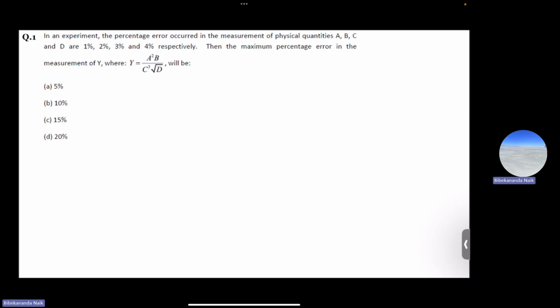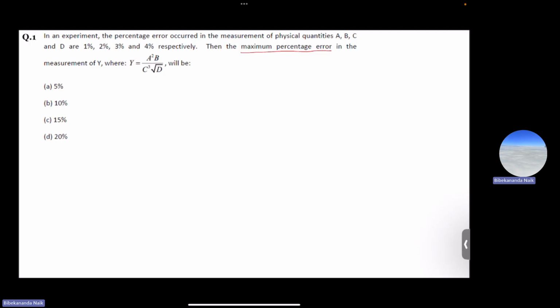The question says, in an experiment, the percentage errors that occurred in the measurement of physical quantities A, B, C, and D are 1%, 2%, 3%, and 4% respectively. Then find the maximum percentage error in the measurement of Y, where Y is A squared B divided by C cubed root D. Options are option A 5%, option B 10%, option C 15%, and option D 20%.